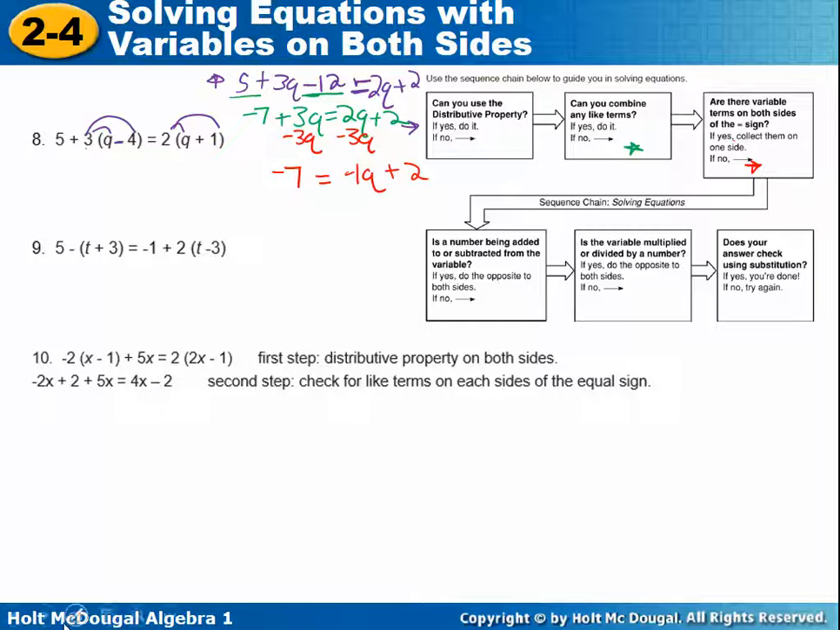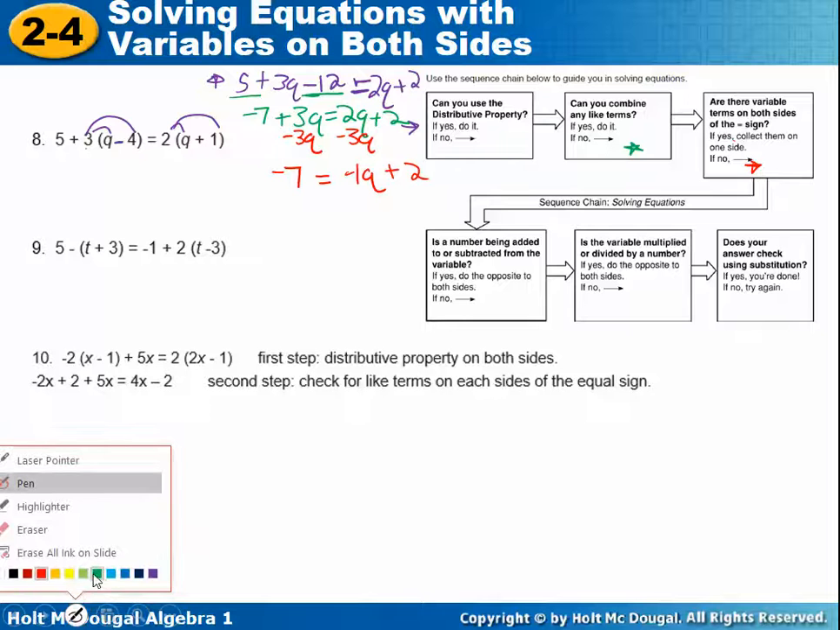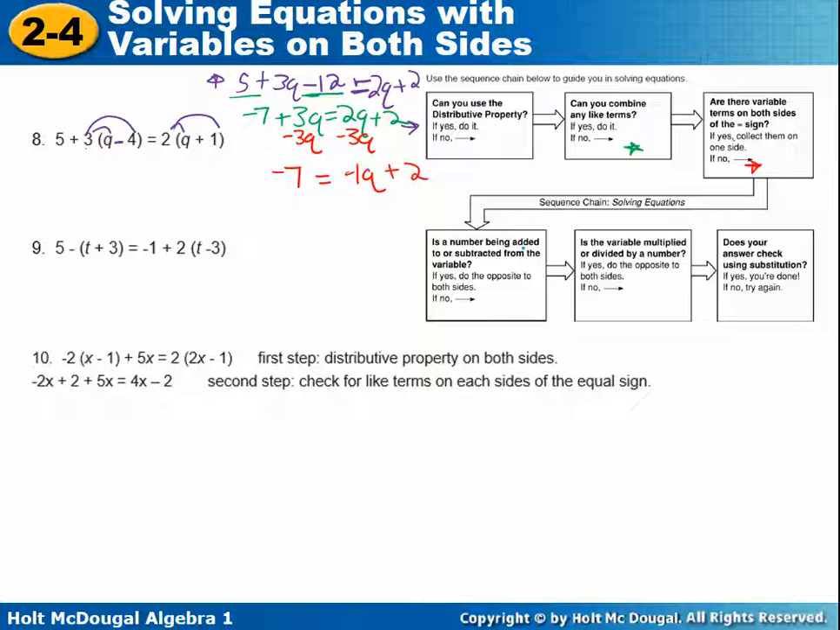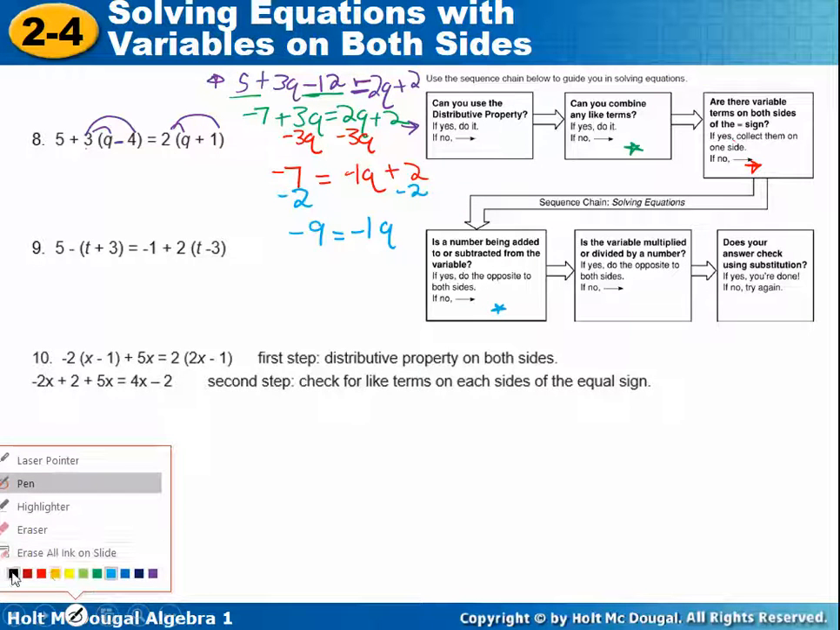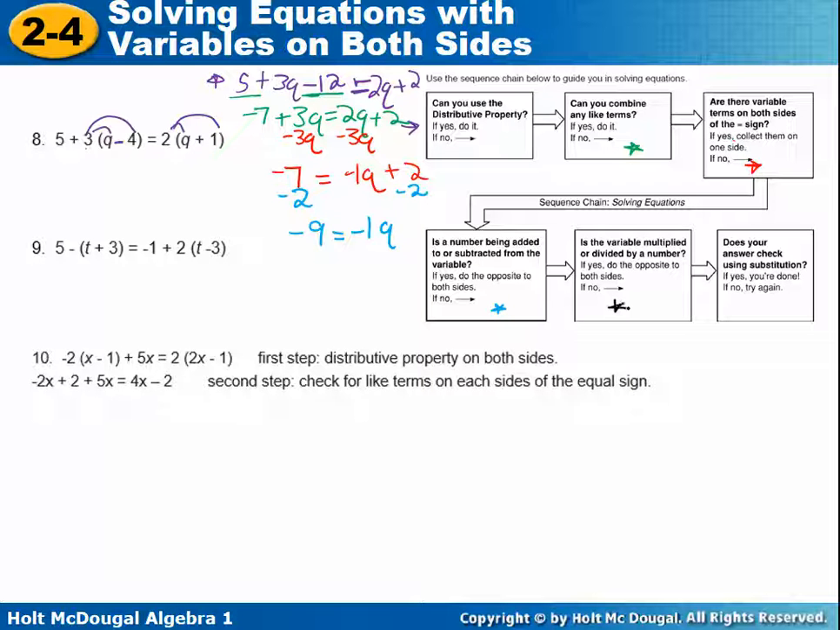All right, so now we're ready for the next step. Let's see, I'll use blue. Is a number being added to or subtracted from the variable? Well, yes, we have plus 2 added, so we have 2 added to the variable. So I need to do the opposite, which is to subtract 2. So I get negative 9, negative 7 minus 2 is negative 9, equals negative 1q. And some people might think, oh, that's good enough for the answer, but it's not. We need to continue on and do the last step. Is it being multiplied or divided by a number?